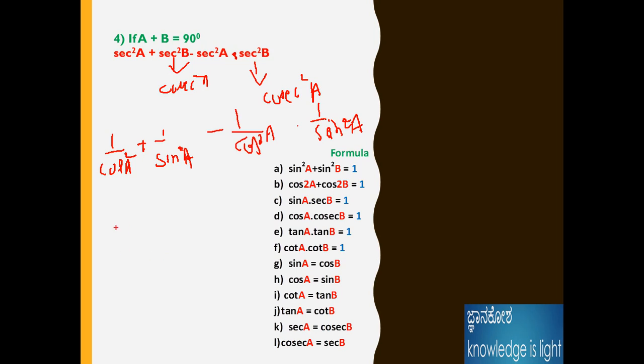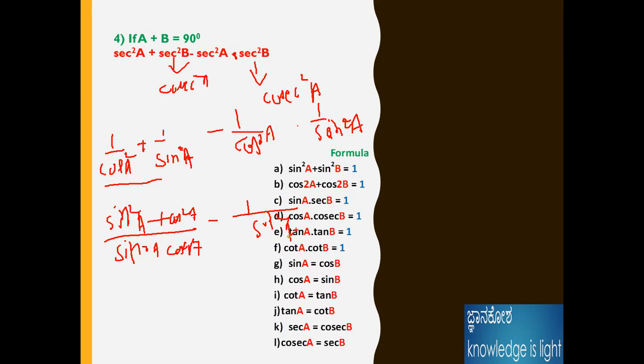Okay, fine. By using this one, I am taking the LCM here directly. From this LCM, sine square A plus cos square A, minus 1 by sine square A into cos square A. Now the terms should be cancelling. My mouse is not working correctly. Fine, I'm changing the mouse pointer.